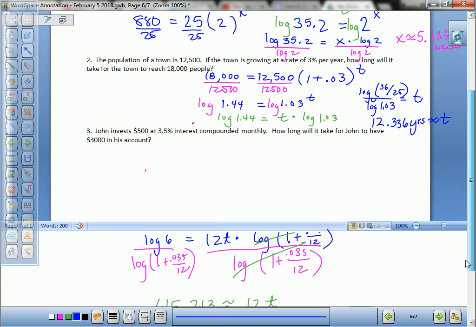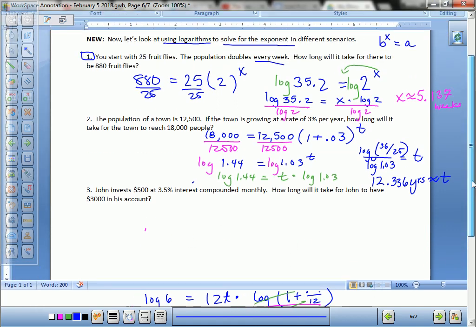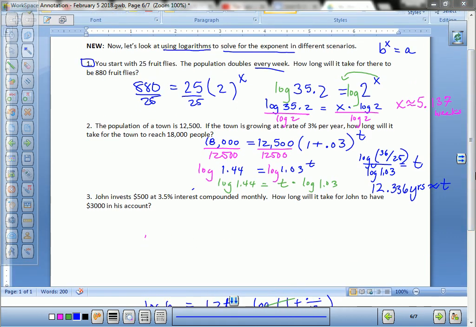Well, look at there. There's the answer to the last one. Okay. So John, he's going to invest $500 at 3.5% interest, compounded monthly.